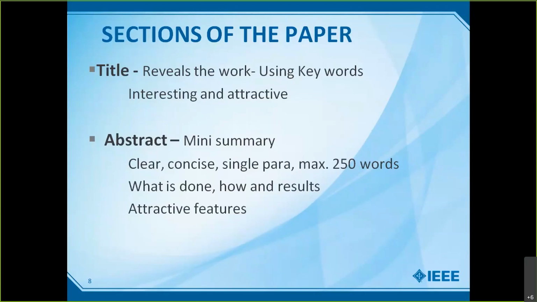So the abstract paragraph will have, in the first line, what the work is. The last line is the validation. In between, you say how the work is done, what the results are, and what attractive features you want to project to the world, saying that your method is really wonderful. So that is what comes in the abstract.